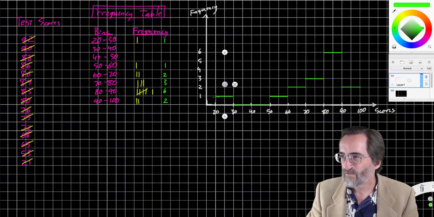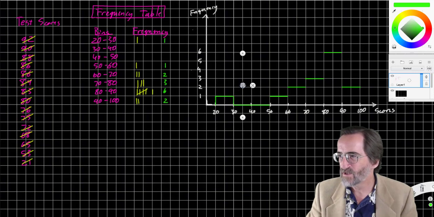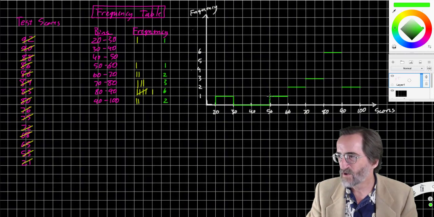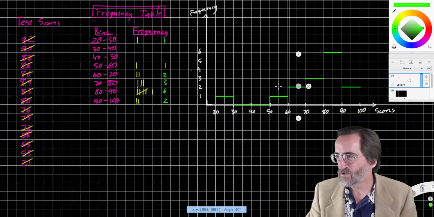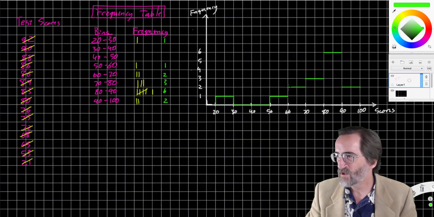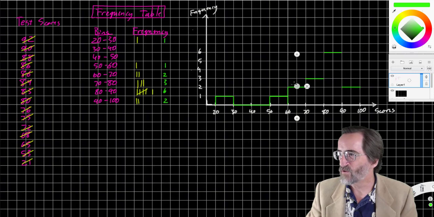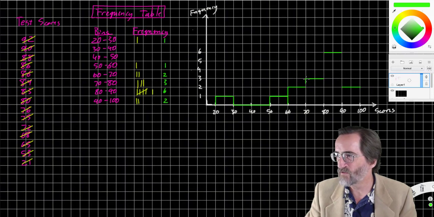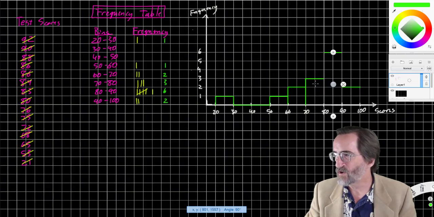Okay, so when you make a histogram, if you're doing it by hand, make sure you use a straight edge. I would definitely use graph paper so that your markings are evenly spaced. If you don't have graph paper, you can Google free graph paper and find plenty of websites that will allow you to generate your own graph paper and print it.